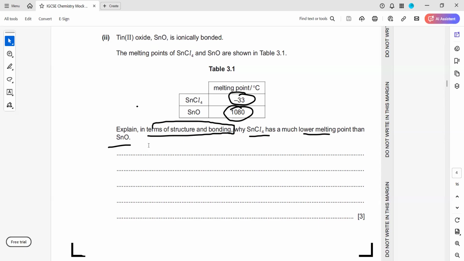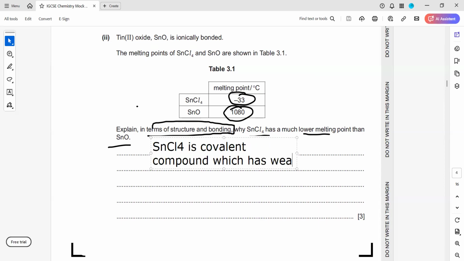So you have to state, look, the answer here, you will mention tin chloride is a covalent compound which has weak... But they didn't ask if it is a covalent compound or not. Read the terms of structure and bonding. Molecular attraction. So you have to use the term. SnCl4 is a covalent compound which has weak molecular attraction between them, weak intermolecular force.